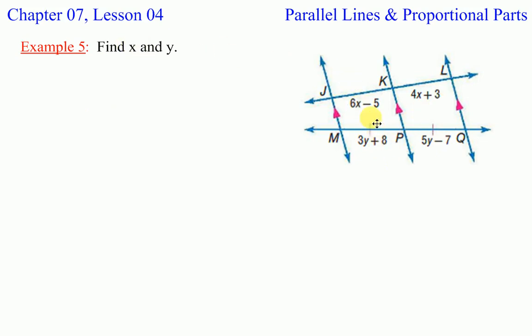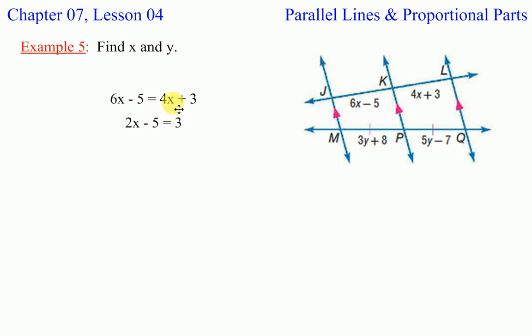Alright, so we want to find x and y. Well, here we have indicated that these two segments are congruent. That means these 3 parallel lines are cutting off the transversals into congruent segments, so these are also congruent.